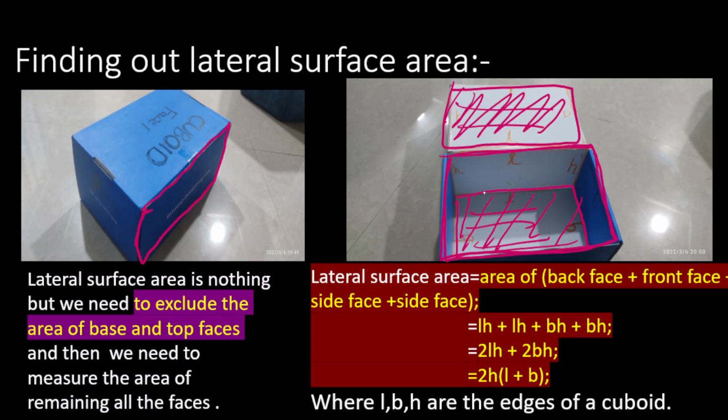By excluding the top and base we have two side ends, one front end and one back end. Let's find the surface area of this side end. The surface area of this side end becomes LH, and opposite to this side end we have one more side end, and the area of this rectangular piece also becomes LH.